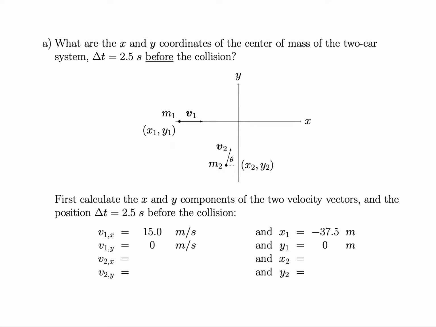Those are negative because we're backing them up in time. We're imagining they collide at the origin 0, 0. So 2.5 seconds before that, car 1 was to the left of there.